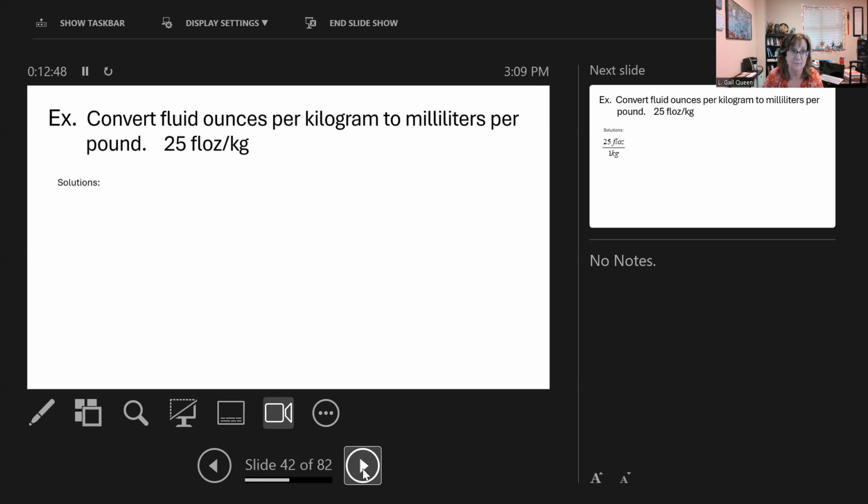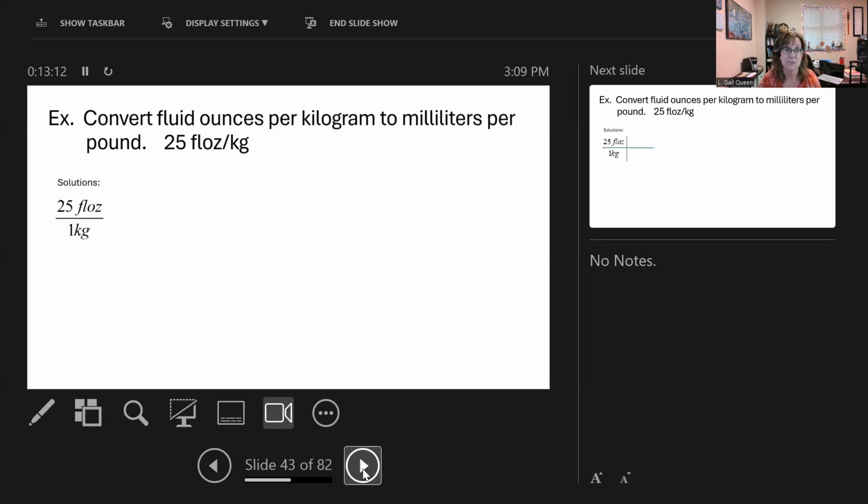Okay, this time I want to convert fluid ounces per kilogram to milliliters per pound. So they're starting us out with 25 fluid ounces per kilogram. So those are the units that I'm starting with, and I'm starting with a quantity of 25. They want me to change this over to some number of milliliters per pound. So we're going to start out by writing our original quantity.